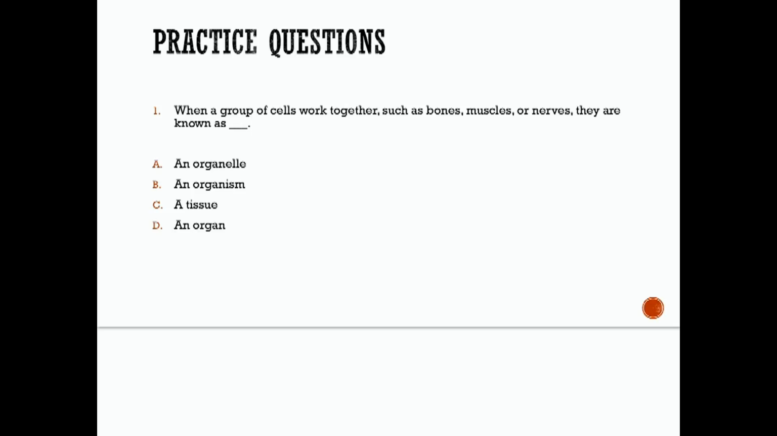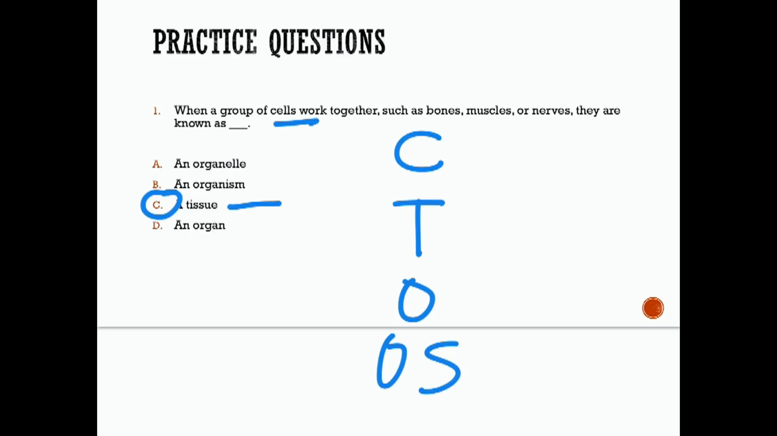Number 1, when a group of cells work together, such as bones, muscles, or nerves, they are known as organelles, an organism, a tissue, or an organ. So pause this and think about it on your own. When a group of cells work together, such as bones, muscles, or nerves, they are known as a tissue. So C. Tissues include bone, blood, nerves, muscles, and skin. Remember, in the cell organization, it went from cell to tissue to organs to organ system.